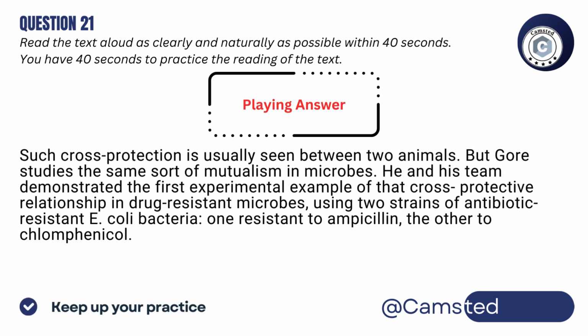Such cross-protection is usually seen between two animals. But Gore studies the same sort of mutualism in microbes. He and his team demonstrated the first experimental example of that cross-protective relationship in drug-resistant microbes, using two strains of antibiotic-resistant E. coli bacteria, one resistant to ampicillin, the other to chloramphenicol.